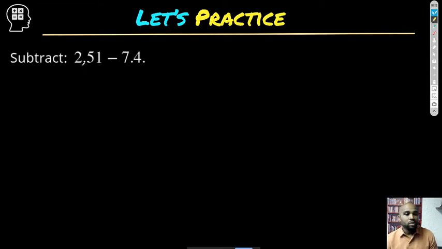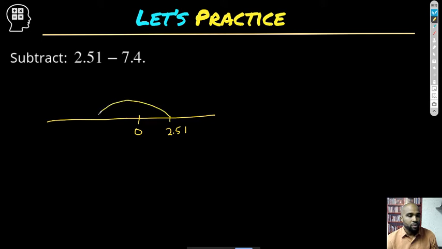What about this one right here, 2.51 minus 7.4? So 2.51 minus 7.4 is going to give us a negative number. So how do we handle that? Well, what you're going to do in this situation is just remember that the distance between 2.51 and 7.4 is going to be the same number, but you're going to have a negative value. So what do I mean? If I were to draw a number line, and let's say this is 0, and this is 2.51, and we subtracted 7.4. It's going to be somewhere over here because we took away 7.4.